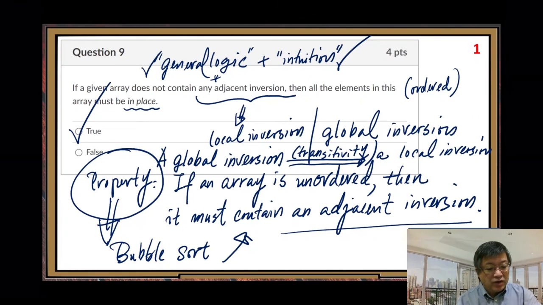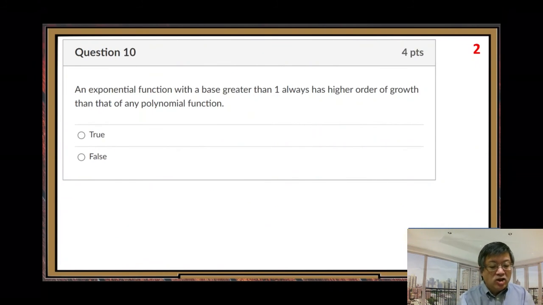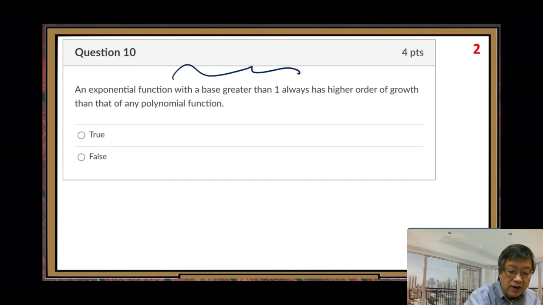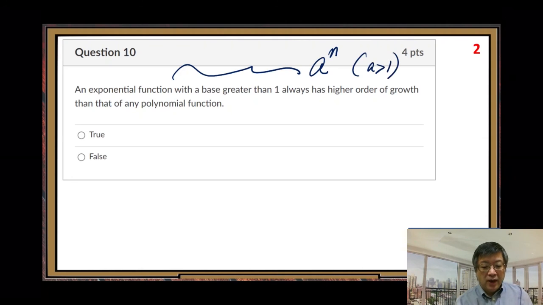The last question, question number 10. An exponential function with base greater than 1, which we represent as a to the n, with a greater than 1, has a higher order of growth than any polynomial function of degree k. Polynomial leading term.